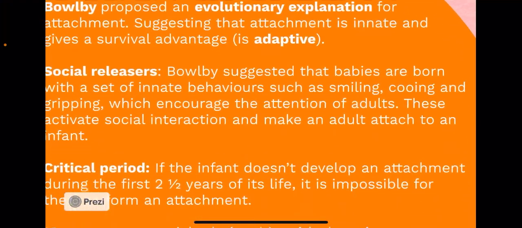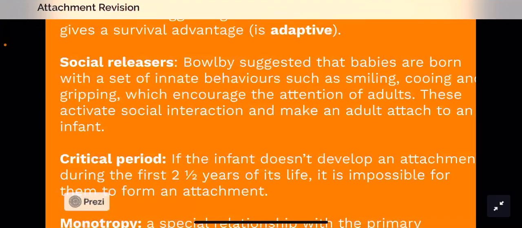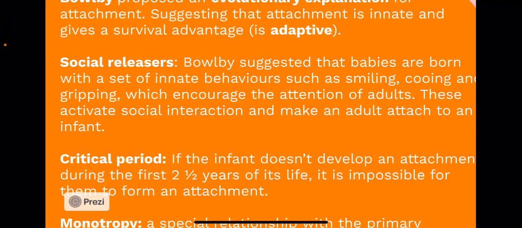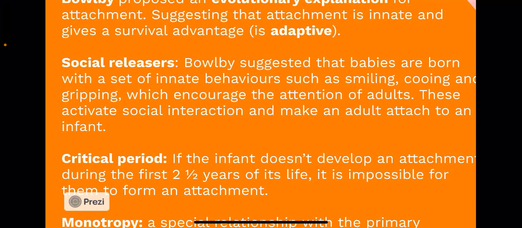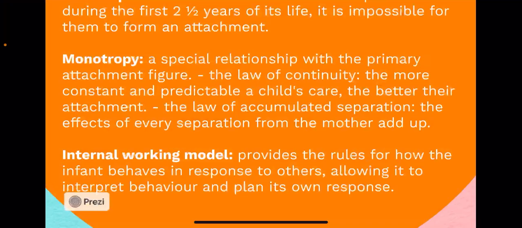So Bowlby proposed an evolutionary explanation for attachment. He suggested that attachment is innate and gives a survival advantage, so it is adaptive. Bowlby suggested that babies have a set of innate behaviours such as smiling, cooing and gripping, and these encourage the attention of adults. So these are called social releasers, and these activate a social interaction and make an adult attached to an infant. Bowlby also suggested within his theory that there is a critical period, and if the infant does not develop an attachment during the first 2.5 years of its life, it is impossible for them to form an attachment following this. And we've got some research to support the idea of the critical period when we look at Bowlby's monotropic theory later on. Bowlby suggested this idea of monotropy.